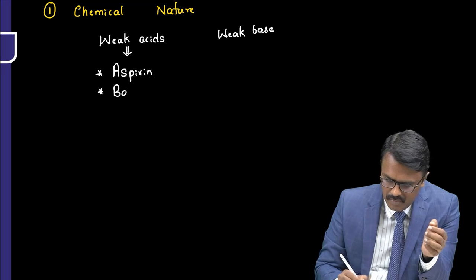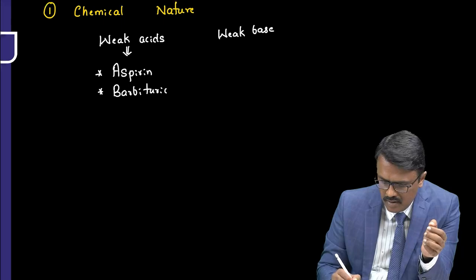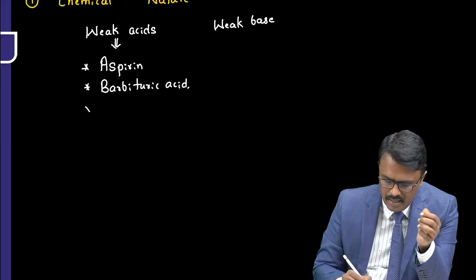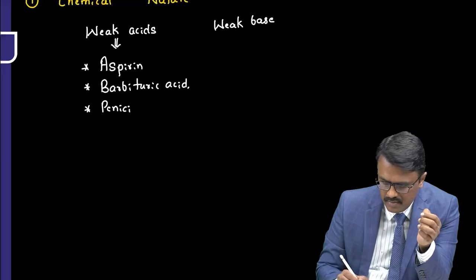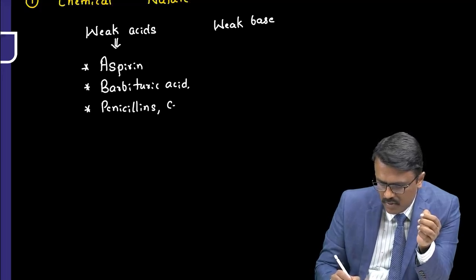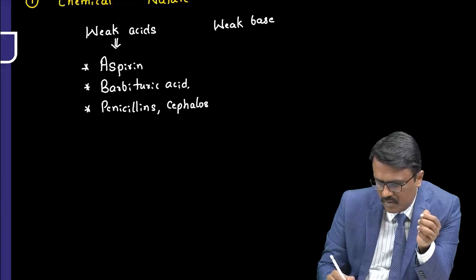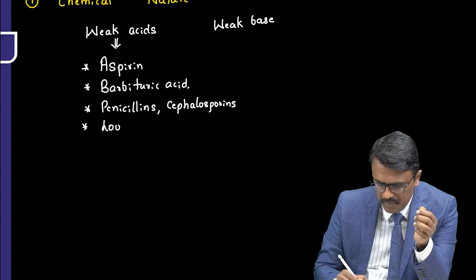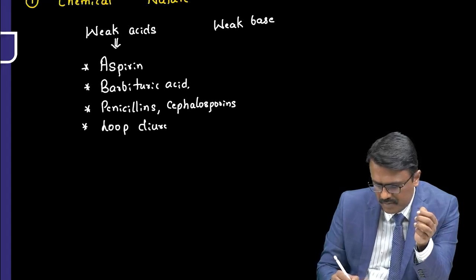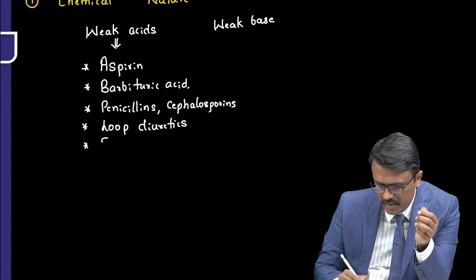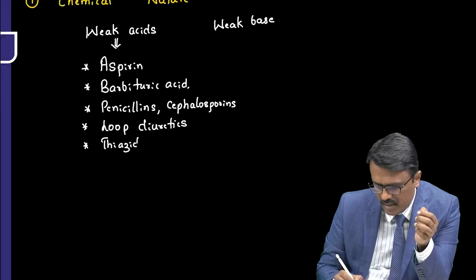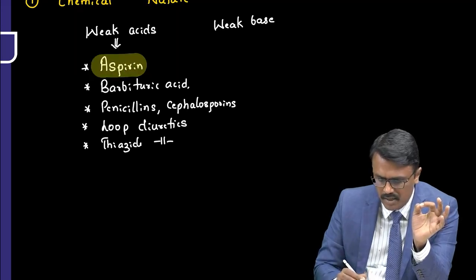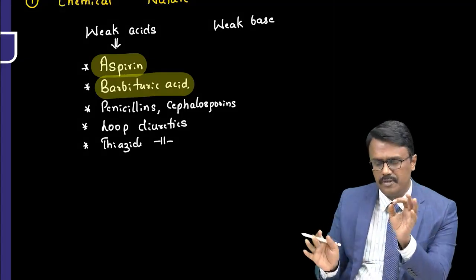Second, we have barbituric acid, or we call it as barbiturates. Then the antibiotics such as penicillins and cephalosporins. And then we have the diuretics like loop diuretics and thiazide diuretics. So don't worry about the examples currently. You are still learning the things. What I want you all to remember is the aspirin and barbituric acid, which are most important.